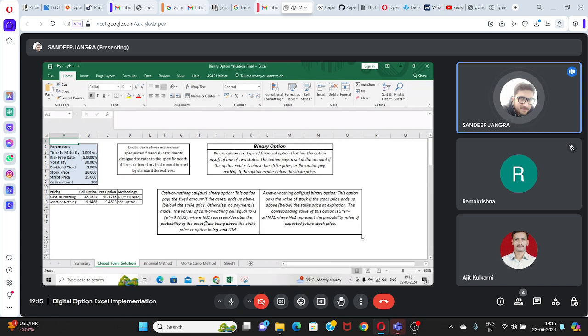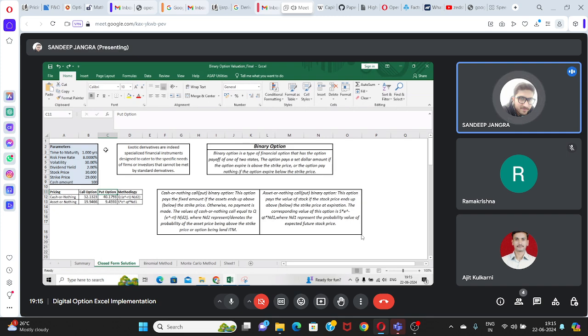Now we start with our parameters. These are the basic trade parameters that we have. The time to maturity is 1 year. The risk free rate is 8%. The volatility is 30%, and the dividend is 2%. Our stock price is 30, and the strike price is 29. And this is the cash amount that we receive if the option lands in the money. In the cash or nothing option, it is $100.